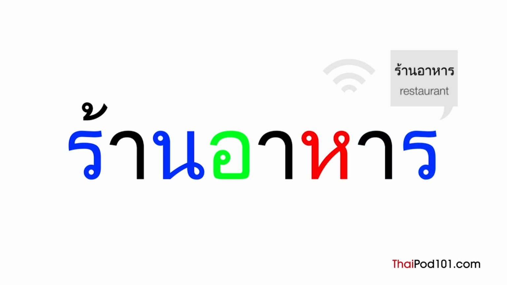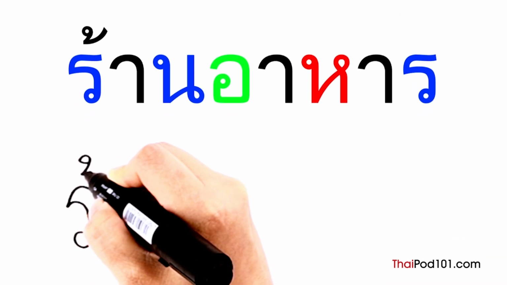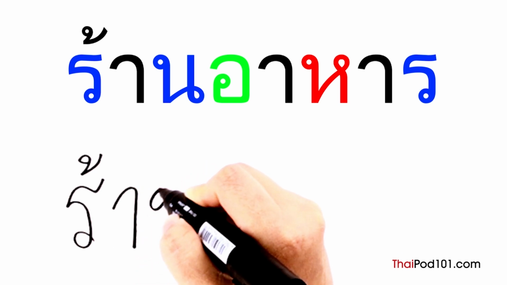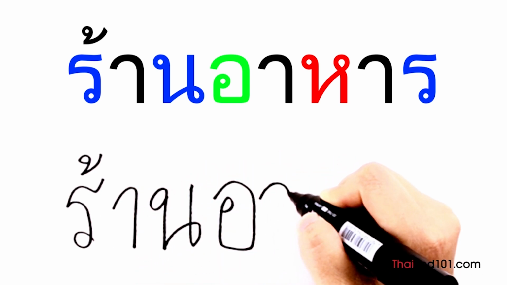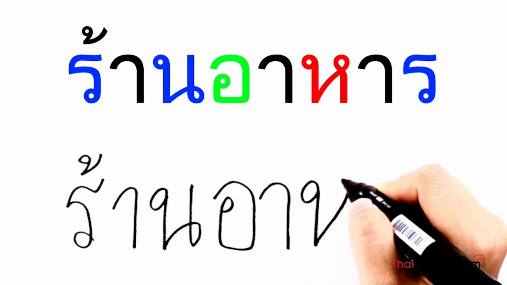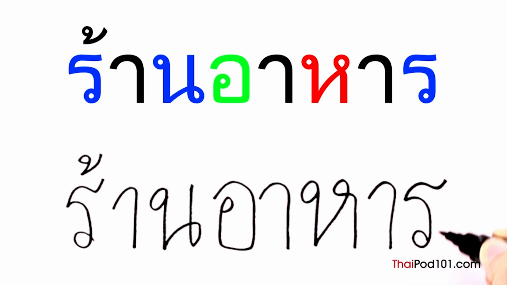To write the whole word ร้านอาหาร in order, we use รอเรือ, ไม้โท, สระอา, นอหนู, ออ่าง, สระอา, หอหีบ, สระอา, รอเรือ. ร้านอาหาร.